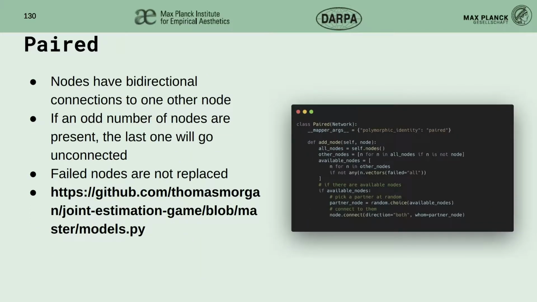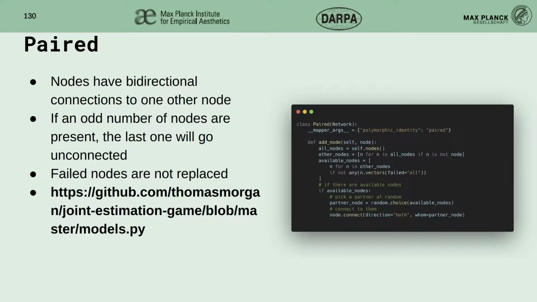Okay. Next one up is paired. In the paired network, it's actually lots of little networks. It's for dyadic experiments where you want to have two people who are linked to each other, but to nobody else. So these nodes have bidirectional connections to one other node. If there's an odd number of nodes, the one without a friend just sits there. And failed nodes are not replaced, because these are meant for experiments where you're going back and forth and having interaction with another person, and if that other person fails, it doesn't really make sense to have another person fill in with you in some dyadic. You just get a new dyad instead.